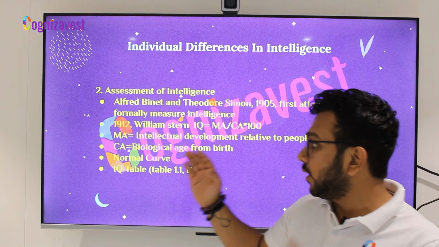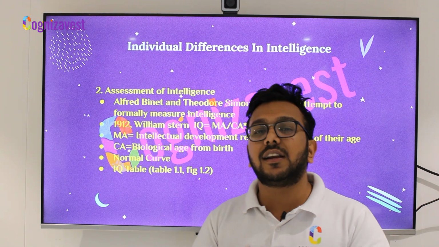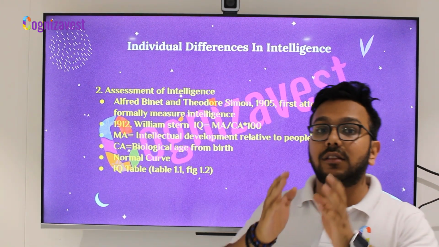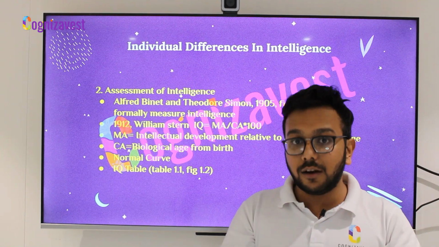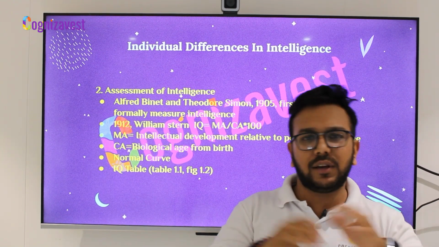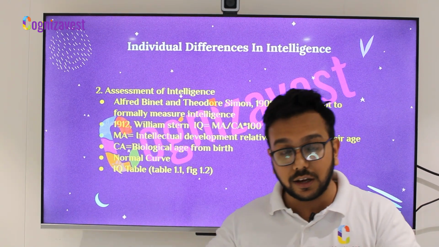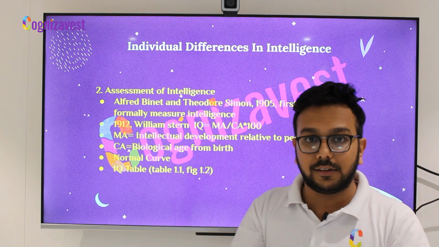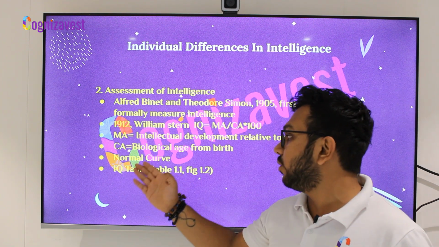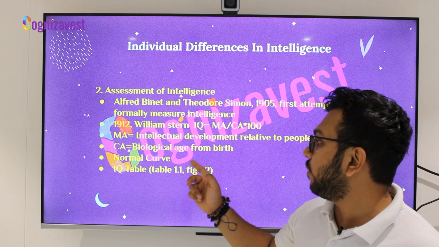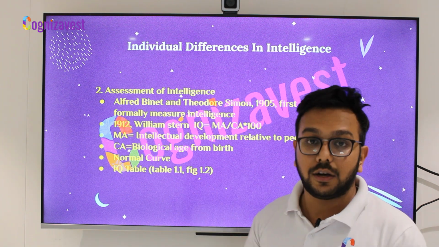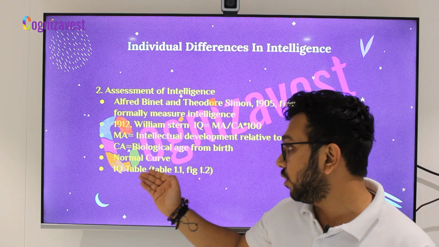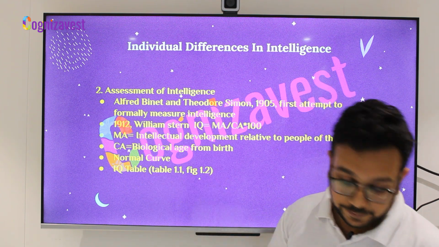Apart from this, you also need to remember the normal curve. The curve is like this. The normal curve is where most of the population lies in between, whereas on the extreme sides, we have rare people who are either intellectually gifted or deficient. But the normal curve will be in the middle itself. Then I'll also recommend you remember the IQ table, given as table number 1.1 and figure 1.2 as well. If you get a question on assessment of intelligence, make sure you draw this table and also the figure.